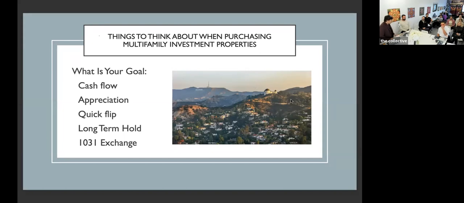Quick question. Did you ever go into a long-term hold but had to do a quick flip instead? Absolutely. It happens. You go into something, you think you're going to hold it for a while, and someone gives you an offer you can't refuse. It happened to my first property.